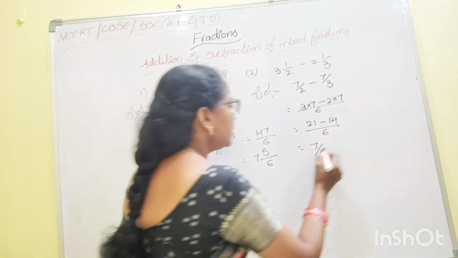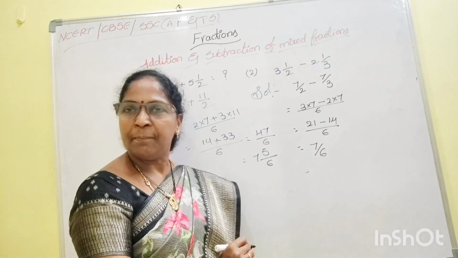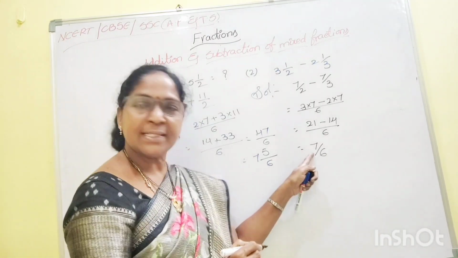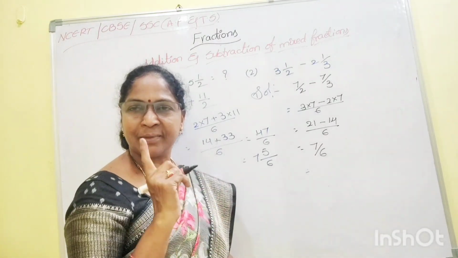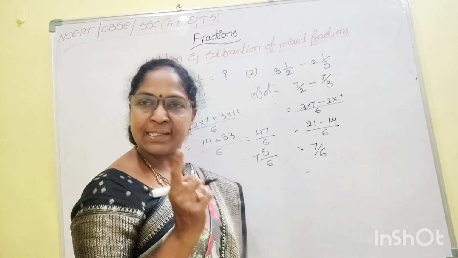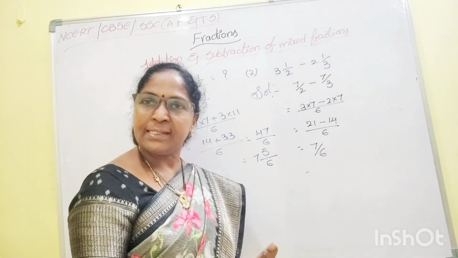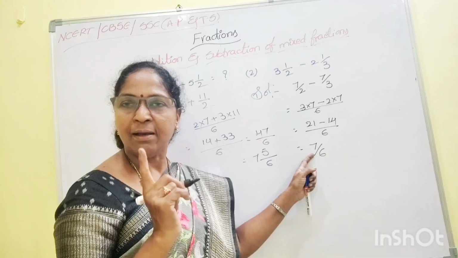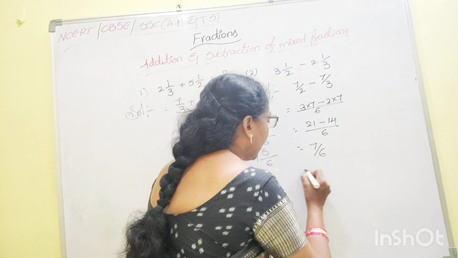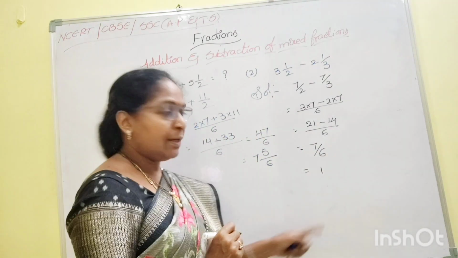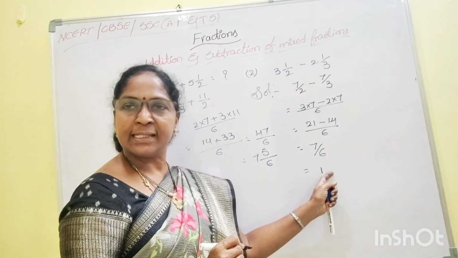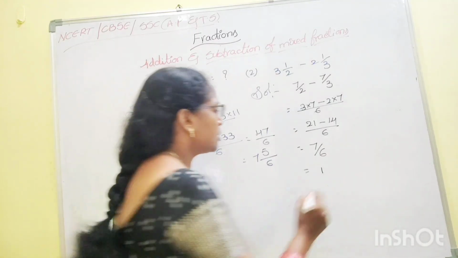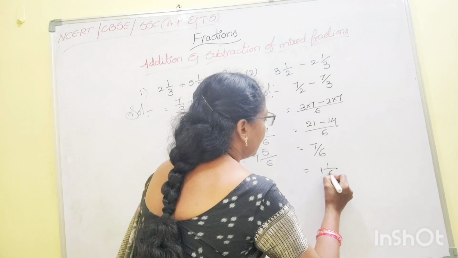Now you convert this improper fraction into a mixed fraction. 6 divides 7 how many number of times? 1 time. Why? Because 1 six is 6, 2 sixes are 12. But here 12 is not there. So you have to consider 1. 6 ones are 1 time, that 1. 6 ones are 6. 7 minus 6, 1 is the balance. So that 1 divided by 6.